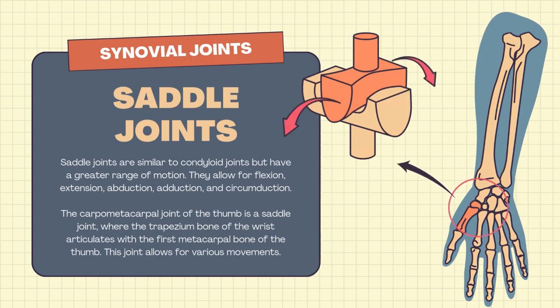Saddle joints. Saddle joints are similar to condyloid joints but have a greater range of motion. They allow for flexion, extension, abduction, adduction, and circumduction. The carpometacarpal joint of the thumb is a saddle joint, where the trapezium bone of the wrist articulates with the first metacarpal bone of the thumb. This joint allows for various movements.